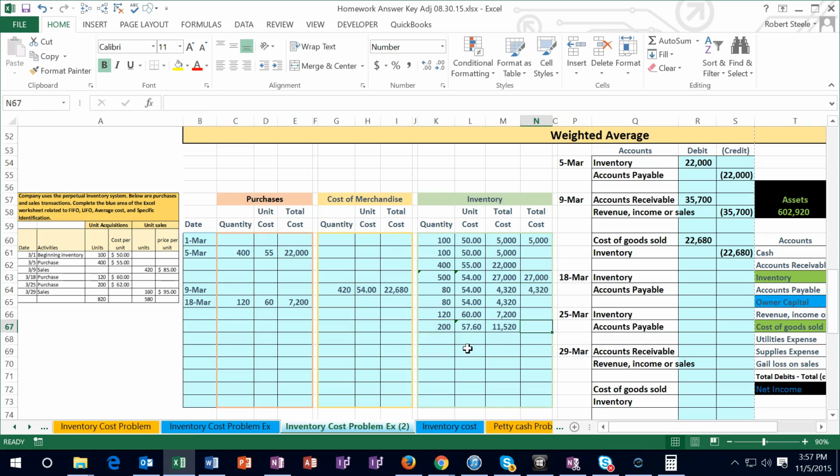To prove that calculation, we can do the calculation over here. Say we have 200 units times the 5760 gives us the same 11,520. If we record that, then we're going to record it over here.